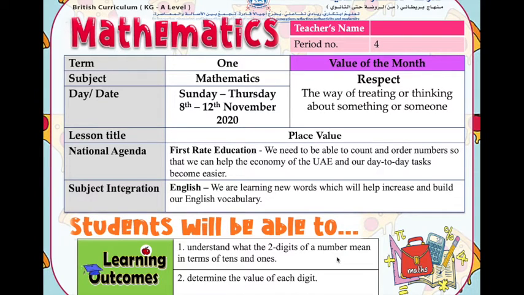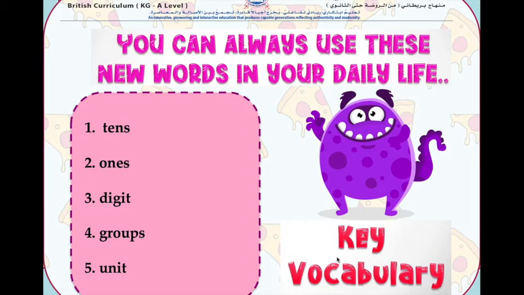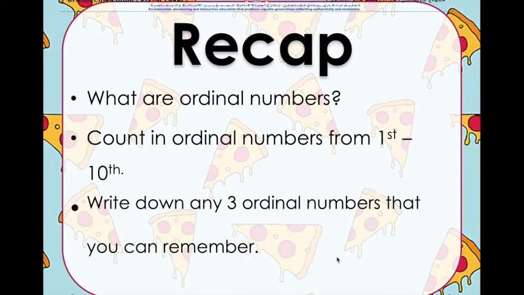In this lesson, we will be discussing place value. At the end of this lesson, you will be able to understand what the two digits of a number mean in terms of tens and ones. You will also be able to determine the value of each digit. For this lesson, you will need the words tens, ones, digit, groups, and unit.